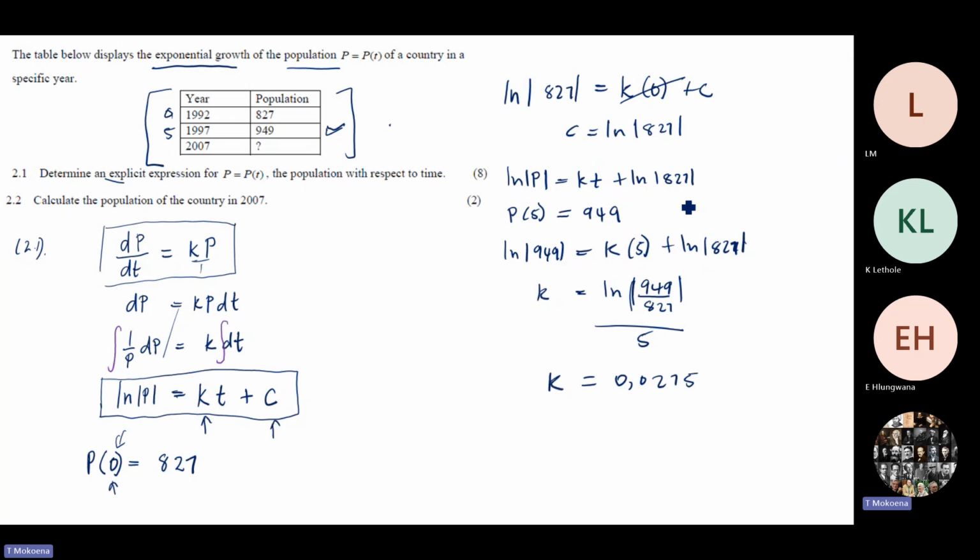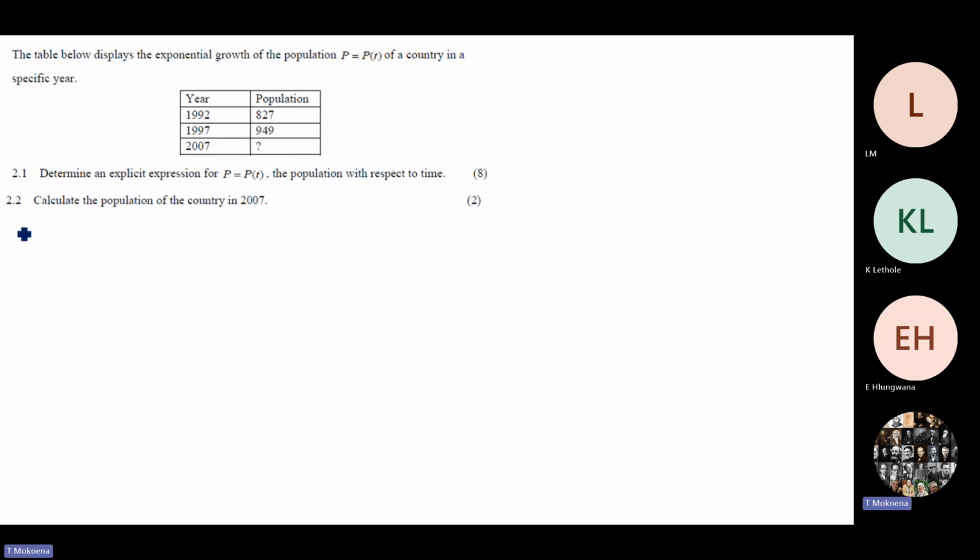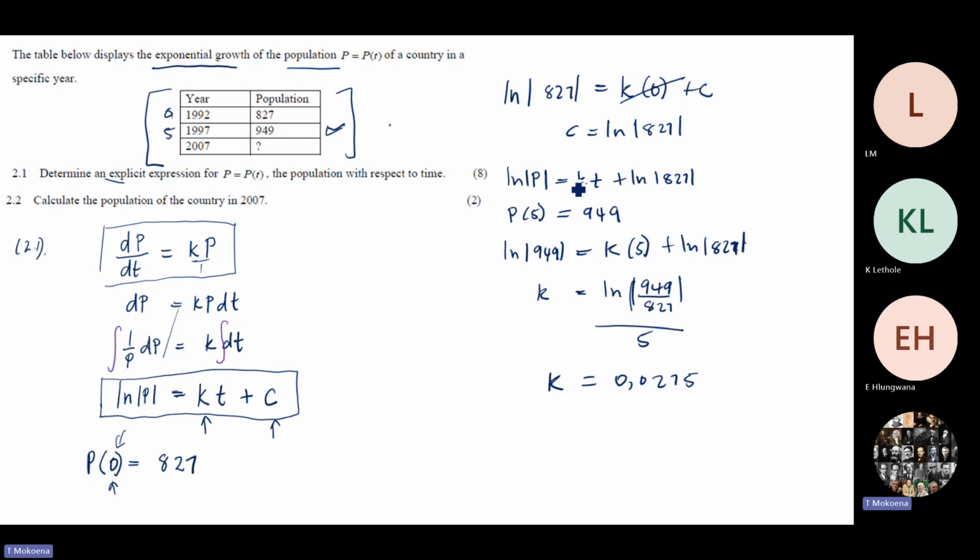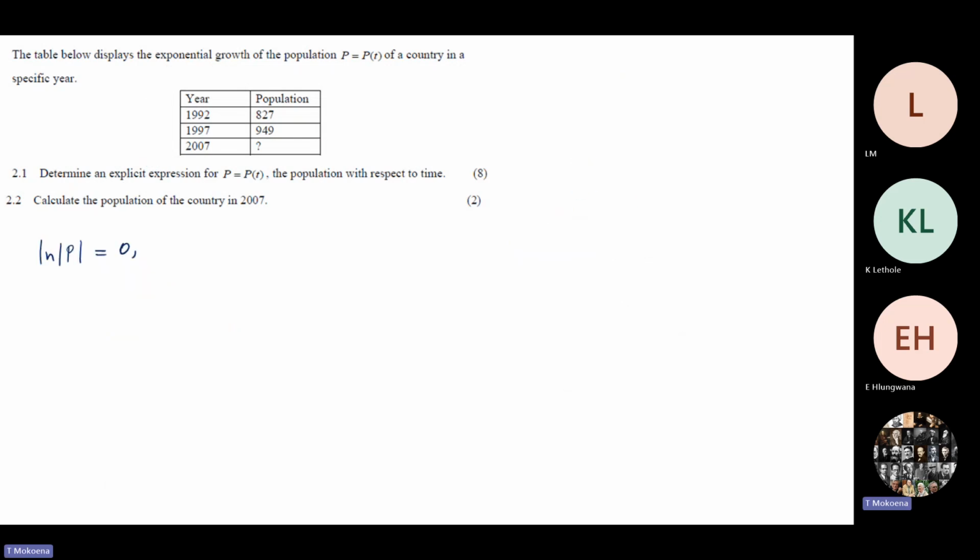We go back again to this equation, which is the general solution. We're going to plug in all of the constants. Then our equation will look like this. So we have ln P is equal to, our k, we said it's 0.0275 multiplied by t.